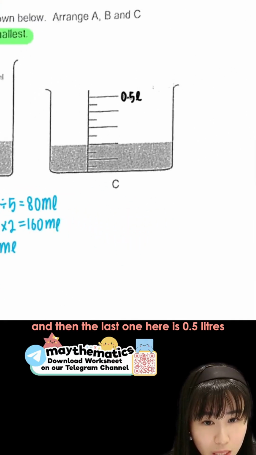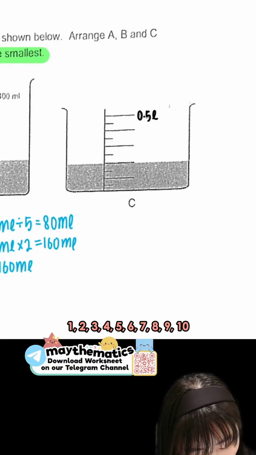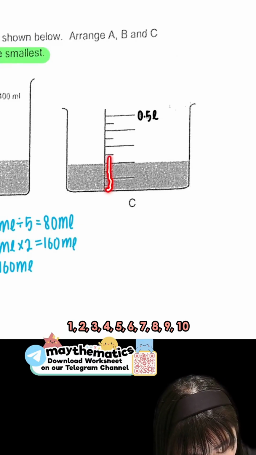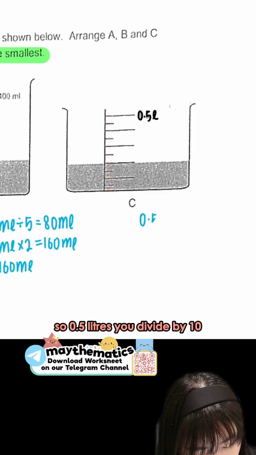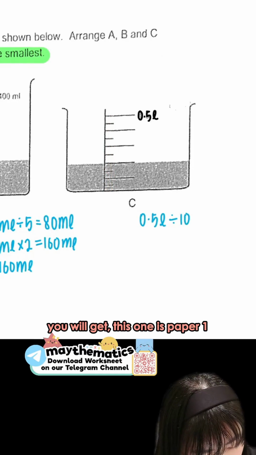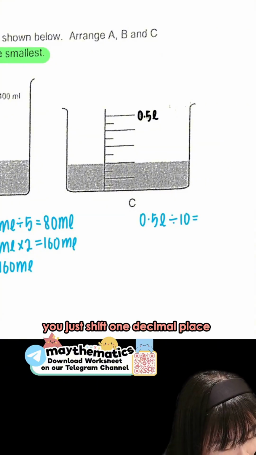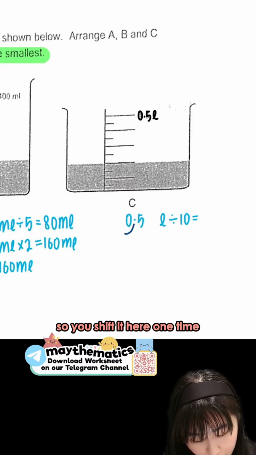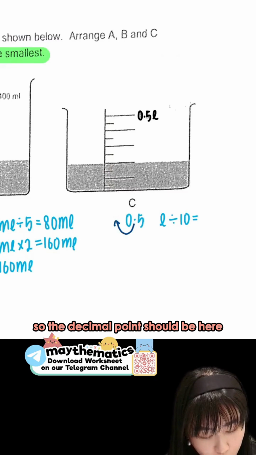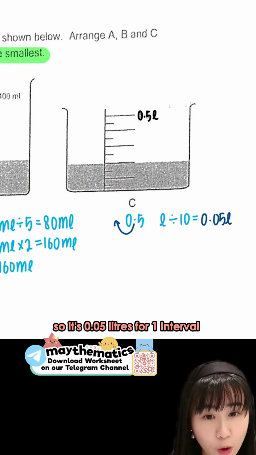And then the last one here is 0.5 liters. So you also count how many intervals are there. 1, 2, 3, 4, 5, 6, 7, 8, 9, 10. So 0.5 liters you divide by 10, right? So you divide by 10, you just shift 1 decimal place towards your left. Okay, left. So you shift it here 1 time. So the decimal point should be here, right? Yes. So it's 0.05 liters for 1 interval.